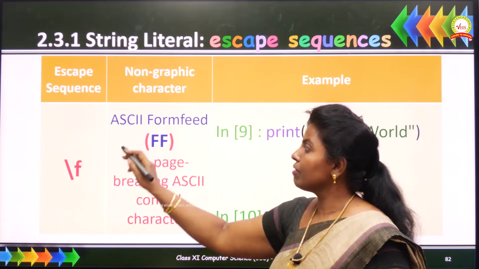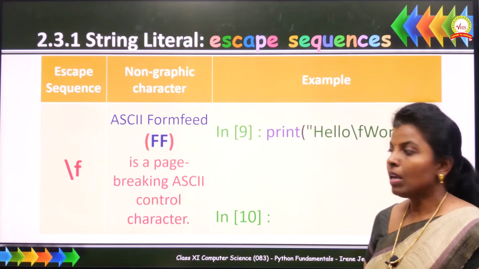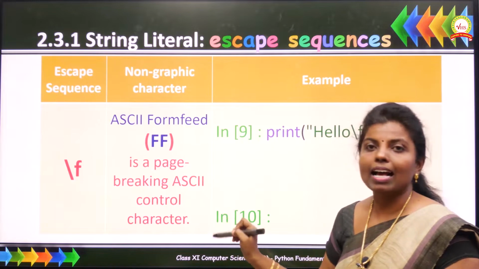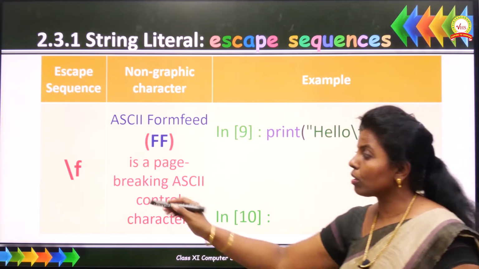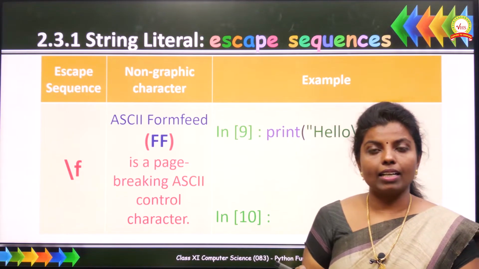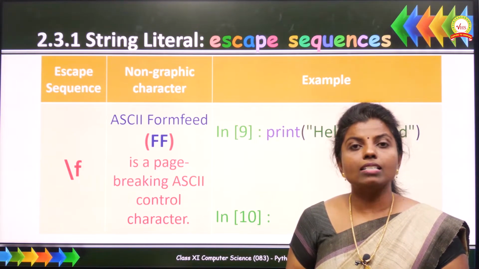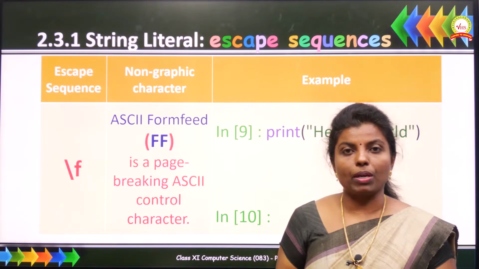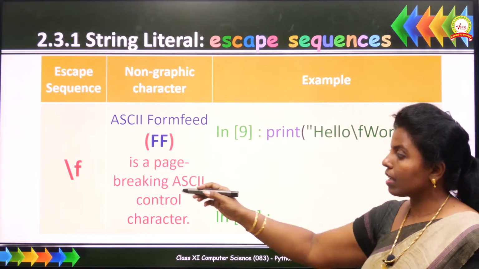This backslash F is meant for ASCII form field, and it is a page breaking ASCII control character. What is the purpose of ASCII form field? It makes the printer eject the current page and start printing from the top of the next page. That is the purpose of the ASCII form field.